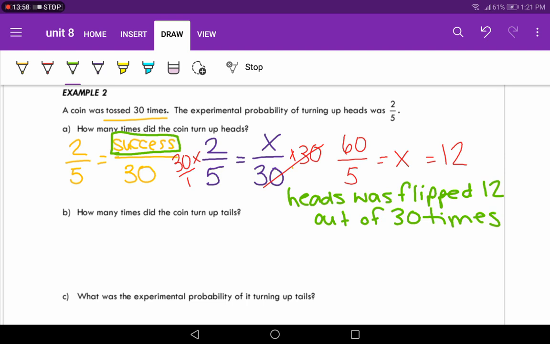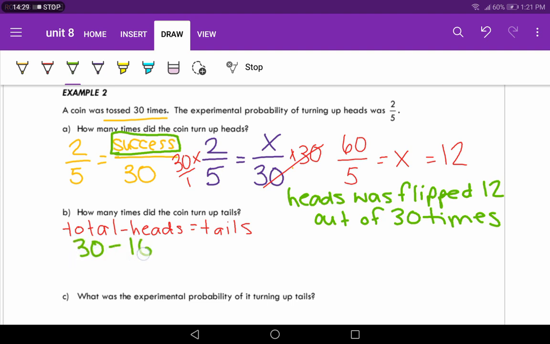Okay, so the next question says, how many times did the coin turn up tails? Okay, so we know that a coin only has two sides, right? So it has to either be heads or tails. If we know that there are 12 heads, all we have to do is take our total, subtract our heads to figure out how many tails we have. Okay, so our total was 30.